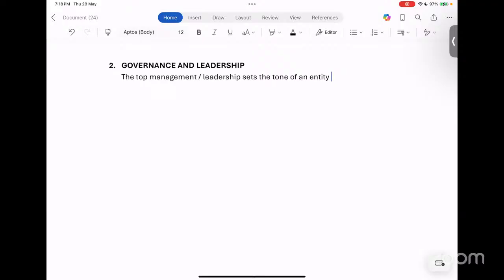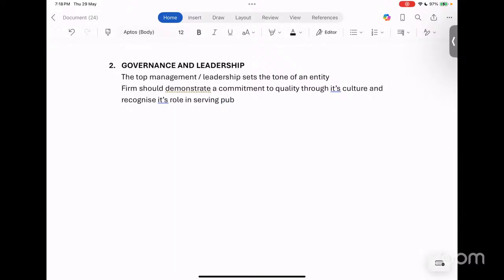So, the firm should demonstrate a commitment to quality through its culture, and recognize its role in serving public interest. So we should be at the top of the management, be focused on the public and do all the righteous things. Then only the whole firm can follow that culture, right?